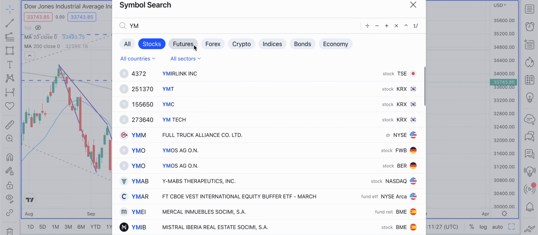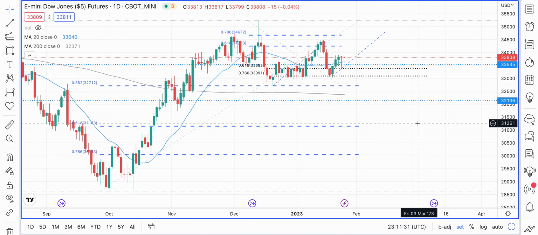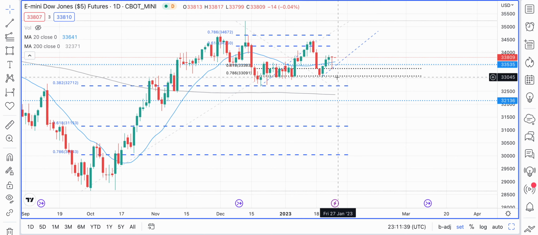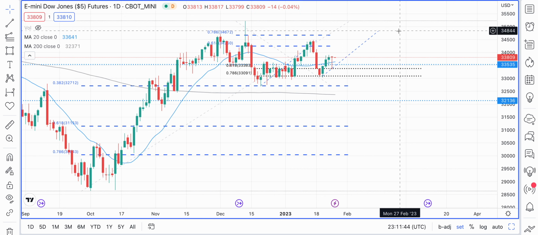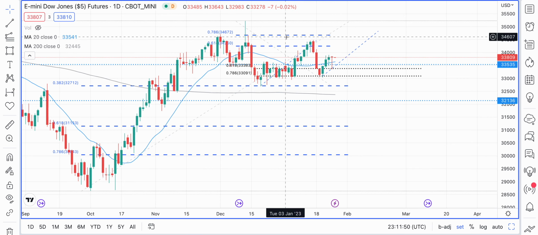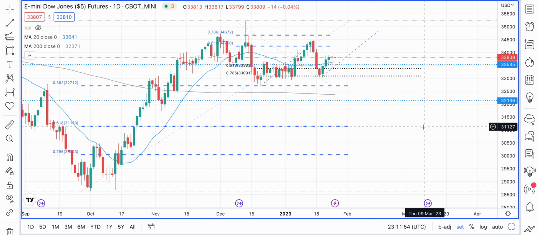Let's take a look at YM. Okay, so here the pattern is a little bit more clear in terms of the support reached a few days ago on the last Friday. So it found support at the 78.6% retracement level, and the ABCD pattern takes us to about 34,800, right about in this region here, which is also the 78.6% retracement level. So we would anticipate some resistance here.